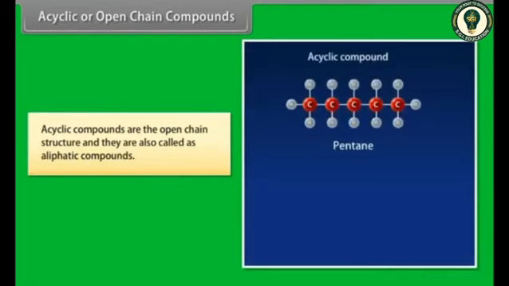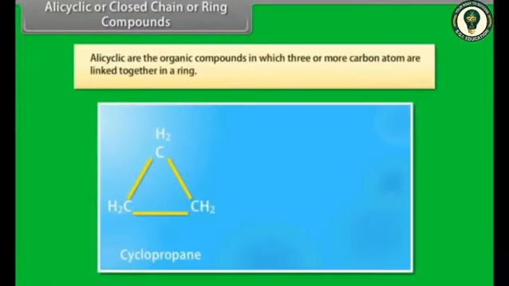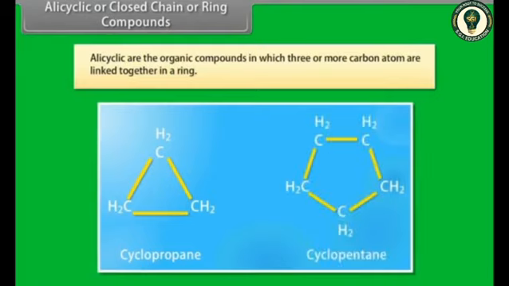Acyclic or open chain compounds. Acyclic compounds are the open chain structures, and they are also called aliphatic compounds. Alicyclic or closed chain or ring compounds. Alicyclic compounds are the organic compounds in which 3 or more carbon atoms are linked together in a ring.